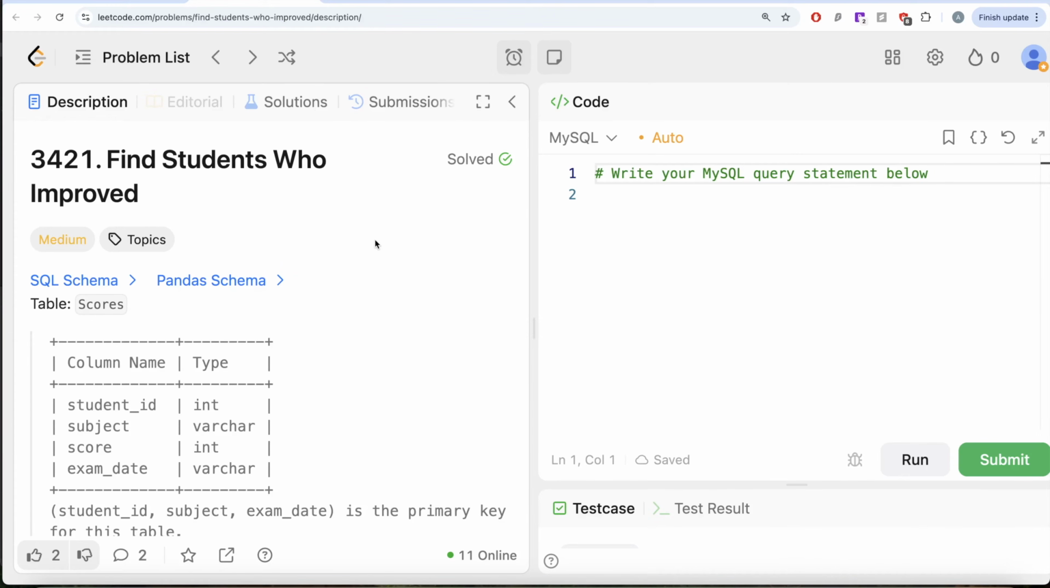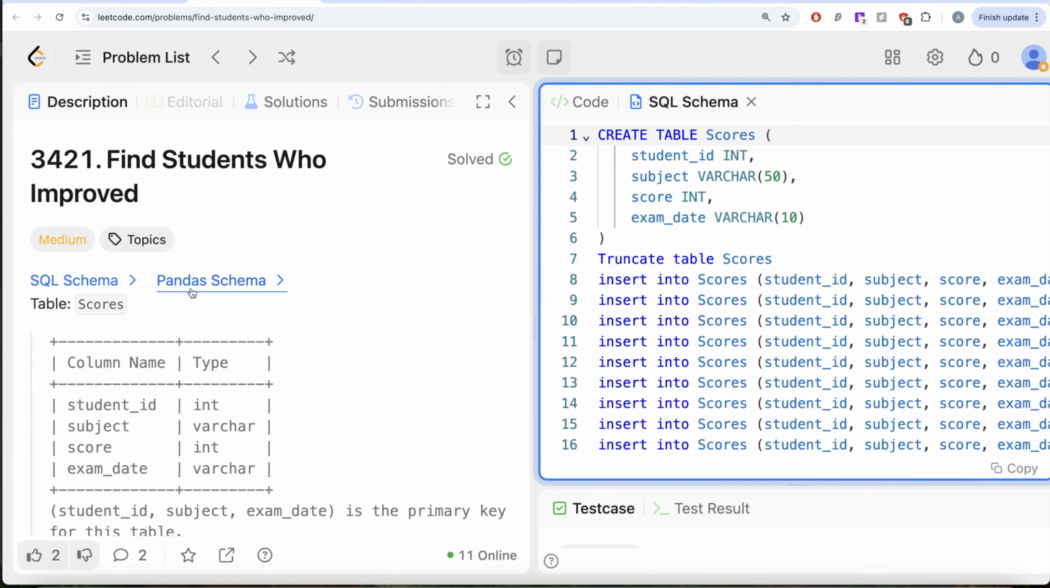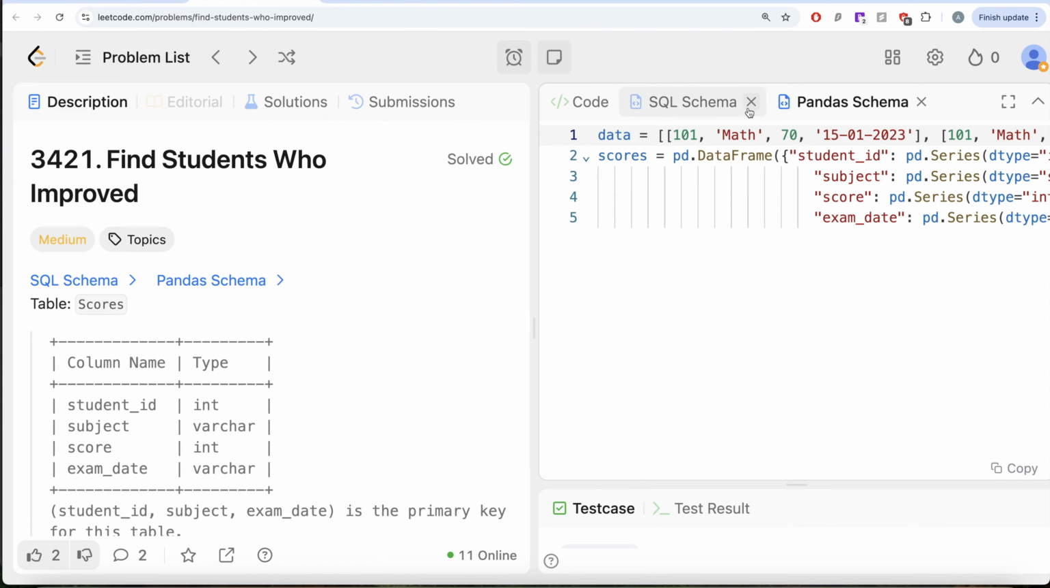This channel, Arid Science, is all about trying to learn various concepts of Arid Science by practicing a lot of questions. In this video, we are going to solve this question on Leetcode regarding find students who improved. The difficulty level of this question is medium, and I'm going to share the SQL schema as well as the pandas schema in the description box below.